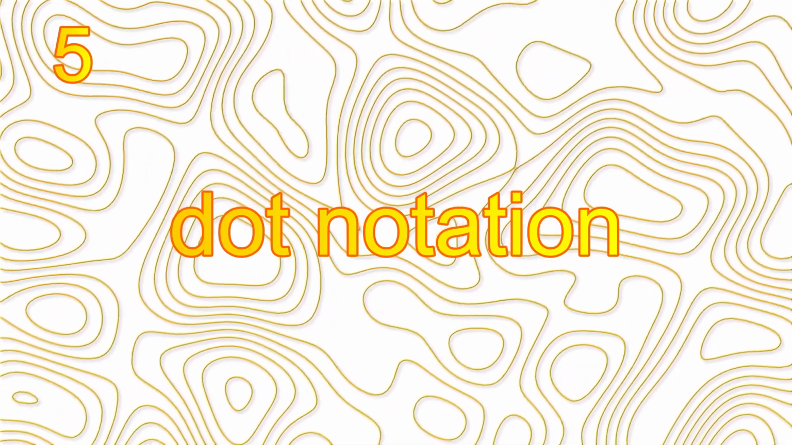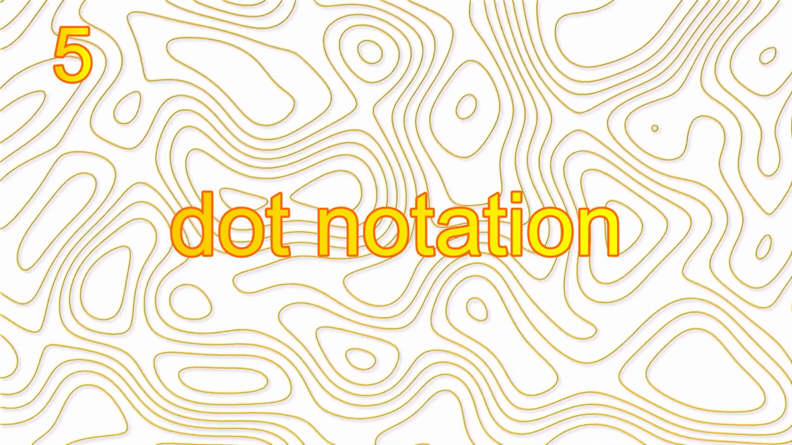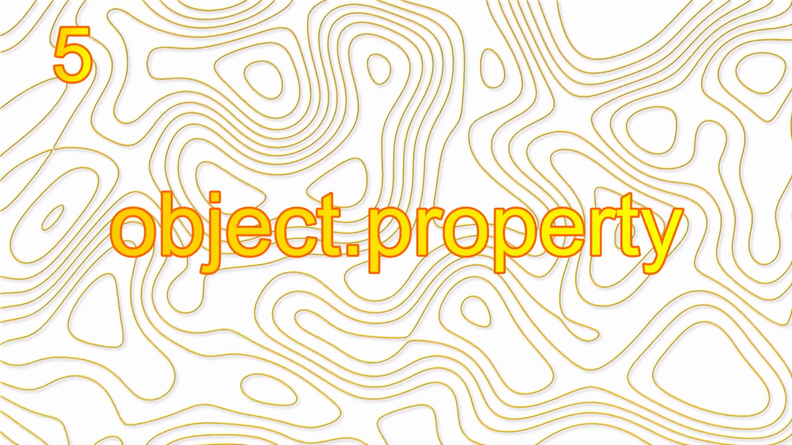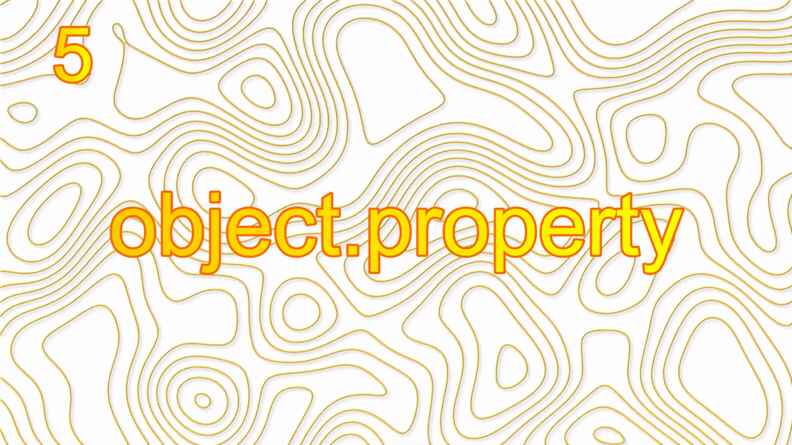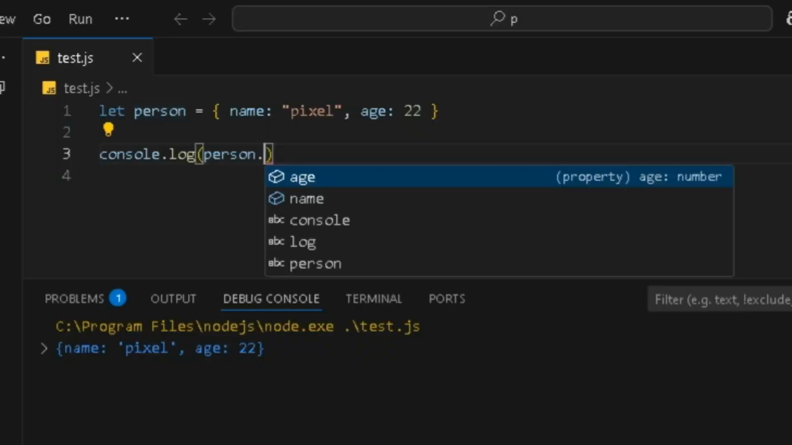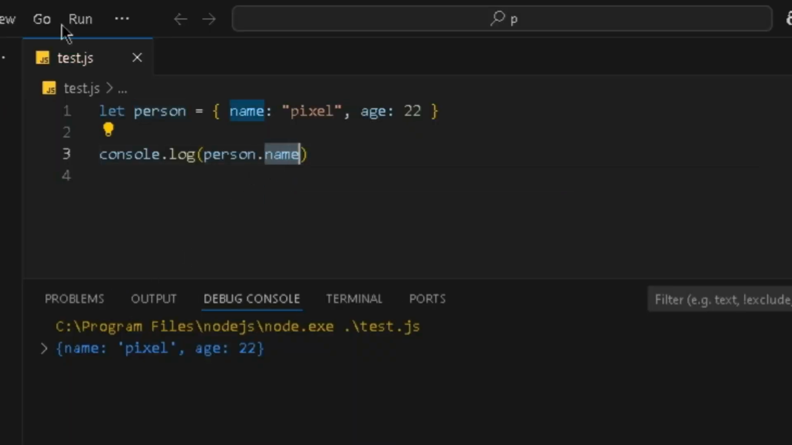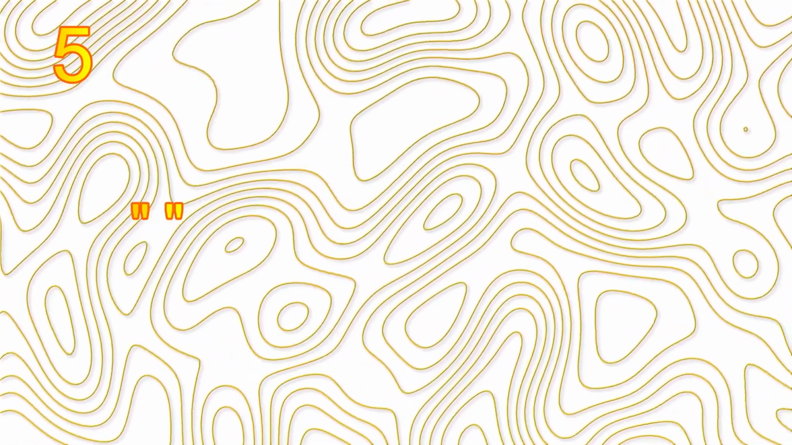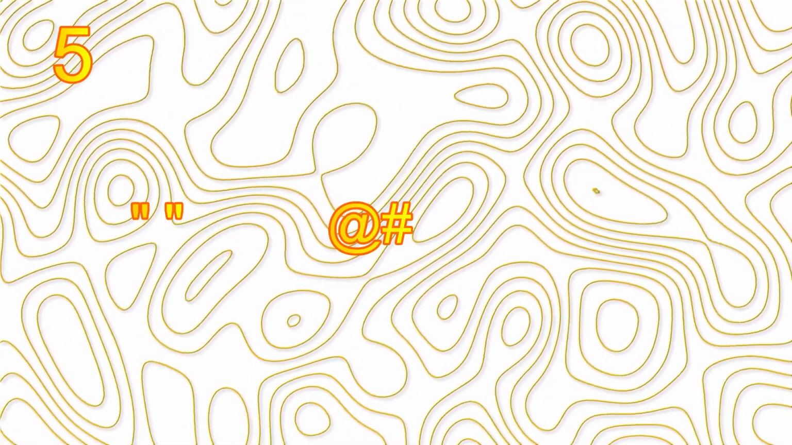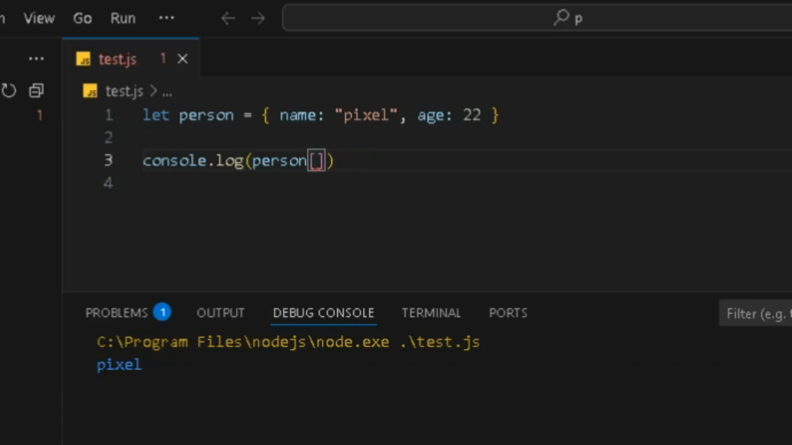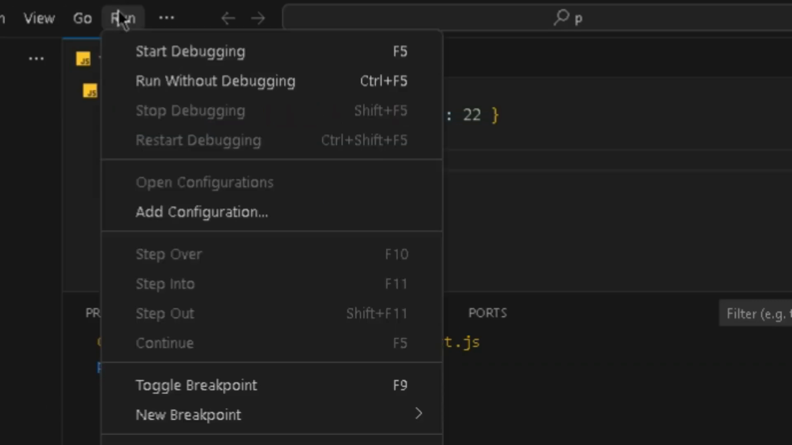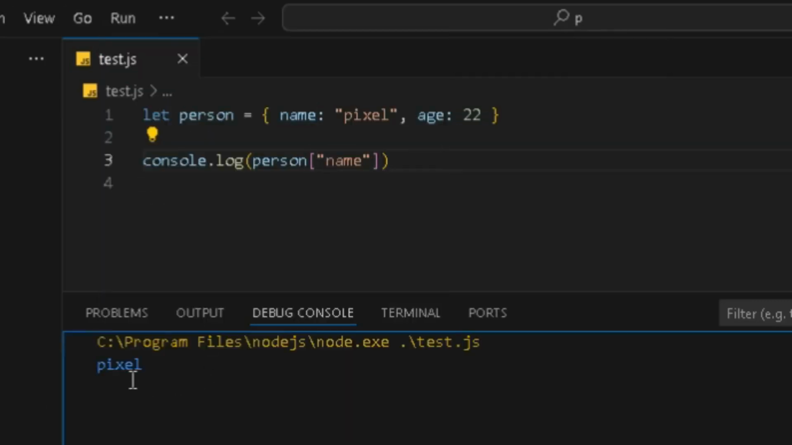Dot notation is the most common way to access a field in an object. Simply type the object name, followed by a dot, and then the property name. For example, if you want to know the name value, you're gonna put person.name in the console.log. If the property name contains spaces, special characters, or is stored in a variable, you can use bracket notation. Just wrap the property name in quotes inside square brackets.